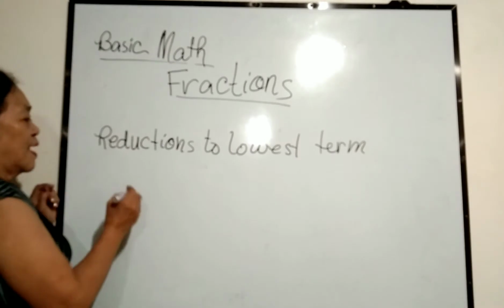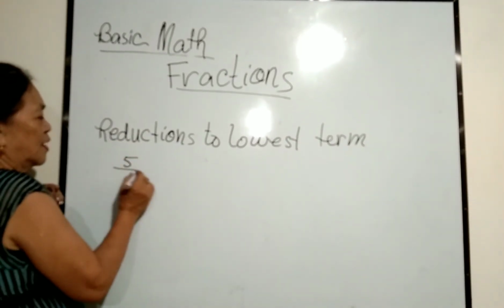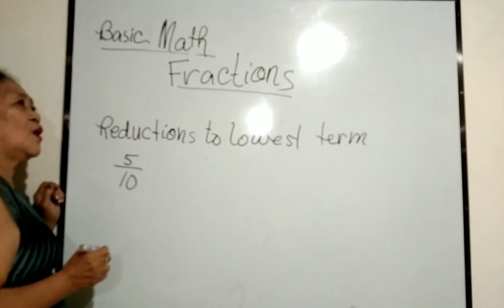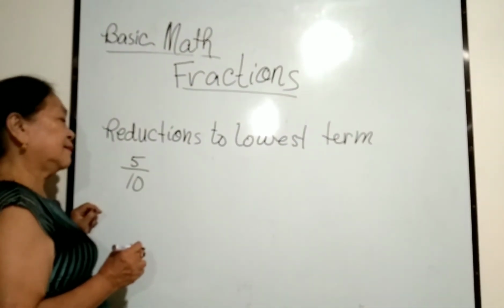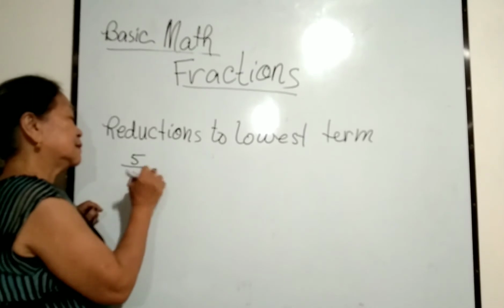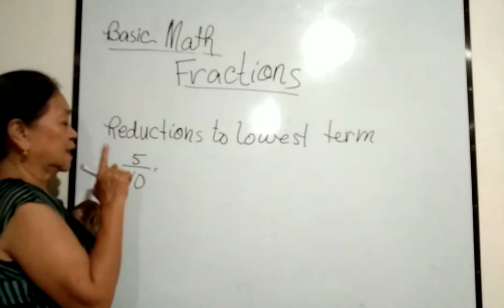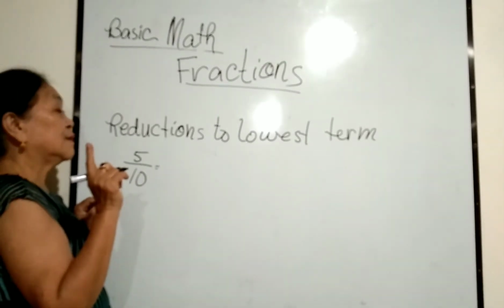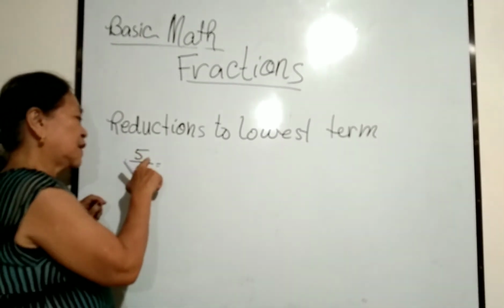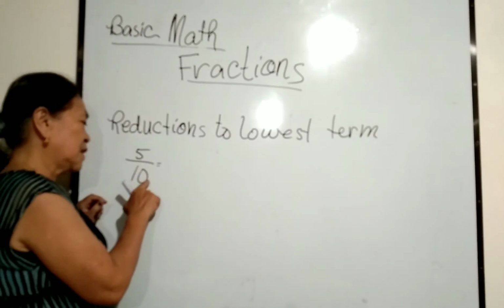Example, we have 5/10. Now, 5/10, this is the numerator and denominator, divisible by 5. This can be divided by 5.